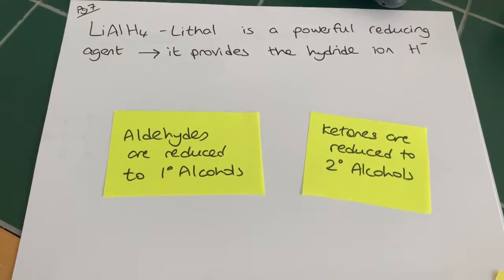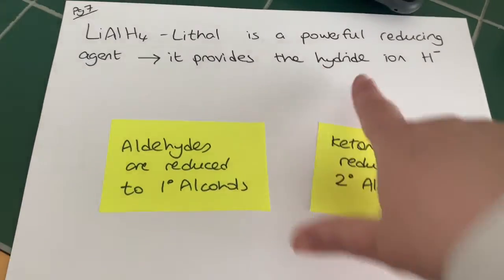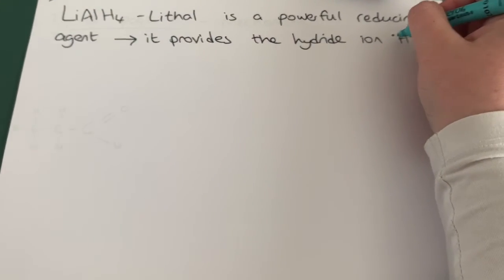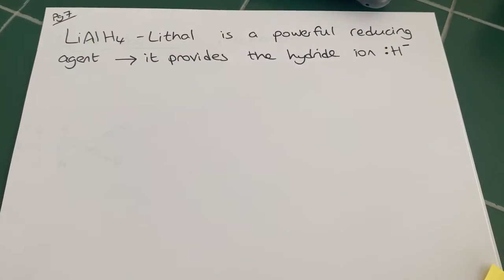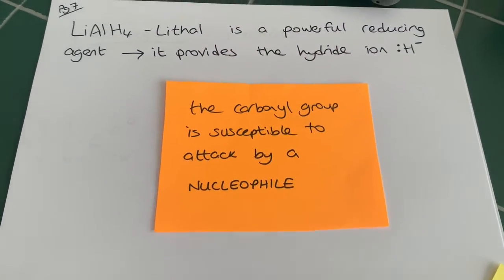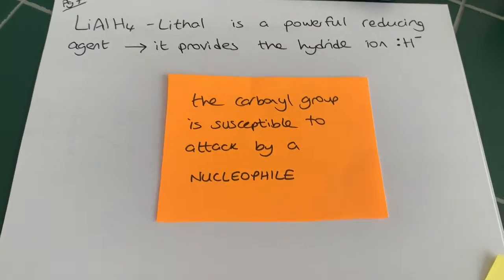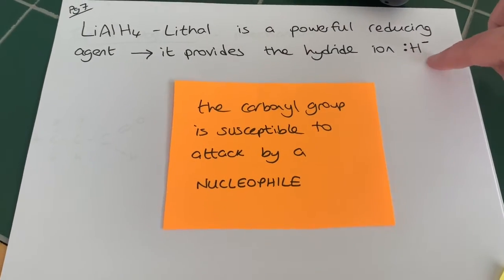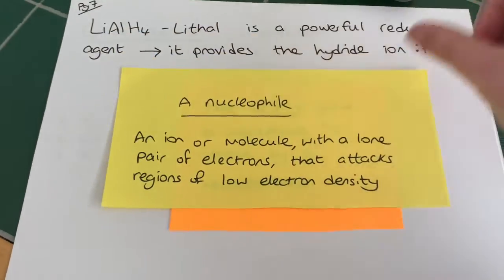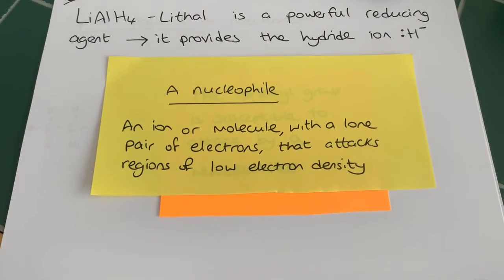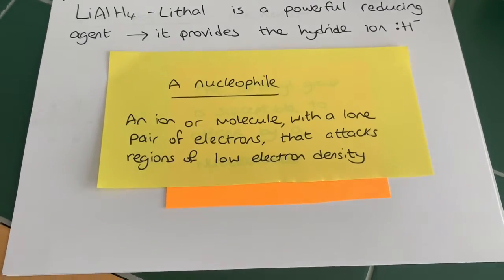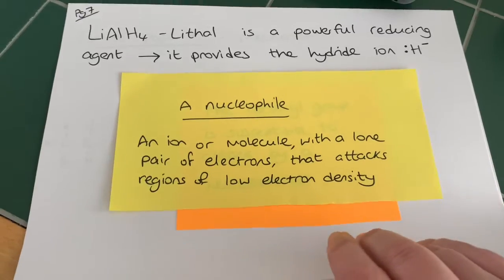But the LiAlH4 is important because it produces this hydride ion, and the hydride ion is different because it has a lone pair of electrons on it. And the carbonyl group that we have, remember, in both aldehydes and ketones, is susceptible to attack by a nucleophile. And this hydride ion is a nucleophile that attacks the carbonyl group. And if you remember from your definitions for AS, a nucleophile is an ion or molecule with a lone pair of electrons that attacks regions of low electron density, which is present in the carbonyl group.